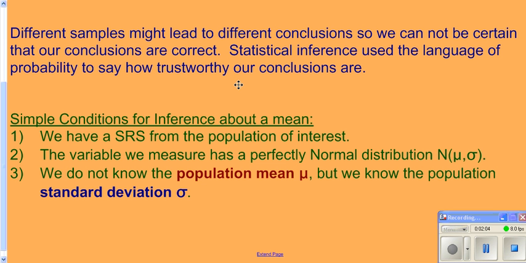Now, whenever we're looking at inferential statistics, we always need to be dealing with a simple random sample. We need to officially be dealing with perfectly normal data, but for all practical purposes, if it's roughly normal, we'll be able to go from there. And in this chapter, we're going to look at the situation where we don't know our population mean, but we do know our population standard deviation.